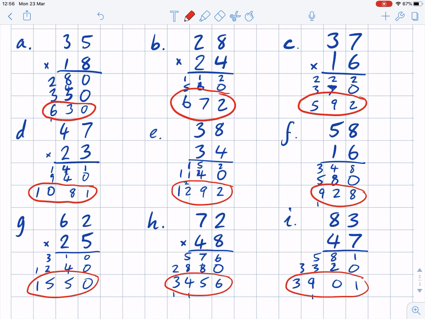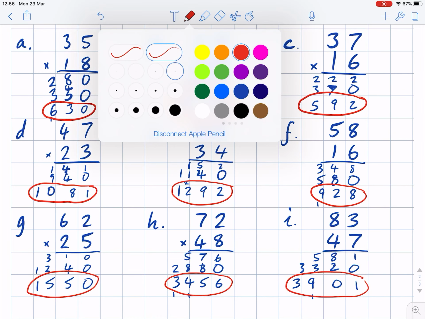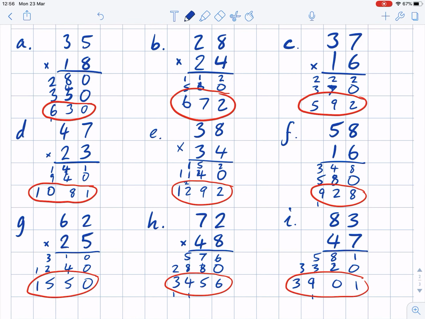38 times 34, and in my haste to get these, you can see I've forgotten to put my multiplication signs in. Naughty me. 38 times 34 was 1292. 58 times 16 was 928. 62 times 25 was 1550. 72 multiplied by 48 was 3456. And the last one, 83 times 47 was 3901.